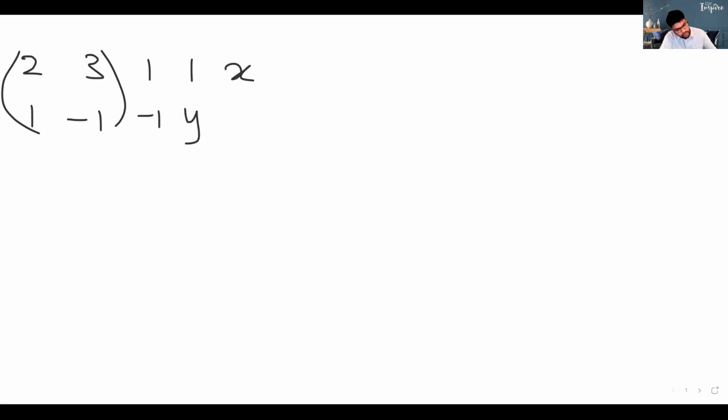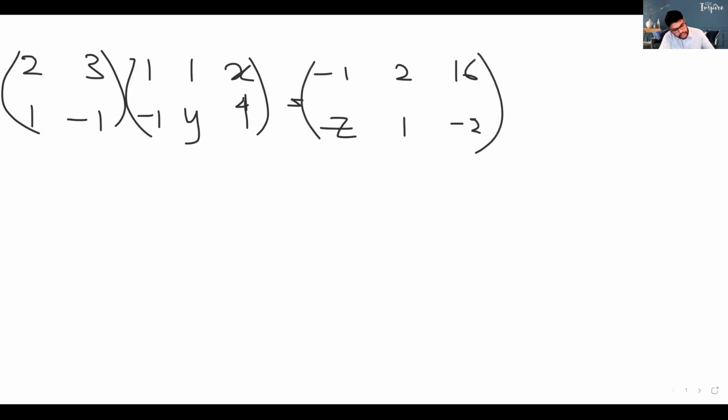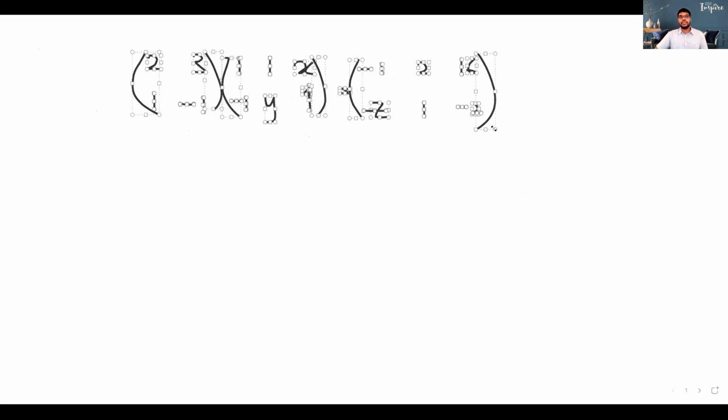So children, the last question says you've got two matrices, 2, 3, 1, minus 1, and another matrix 1, 1, x, negative 1, y, 4, right, equals to another matrix, so negative 1, 2, z, 1, 1, 6, negative 2, right? So they want us to find the values of x, y, and z. All right, so how would you find the values of x, y, and z?